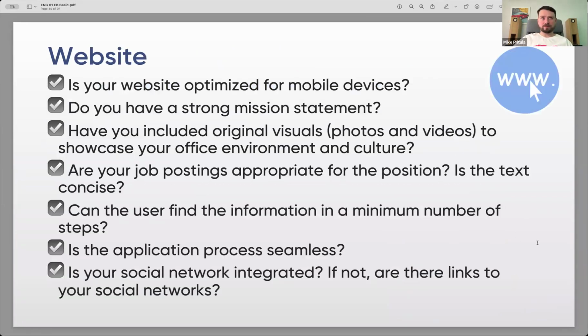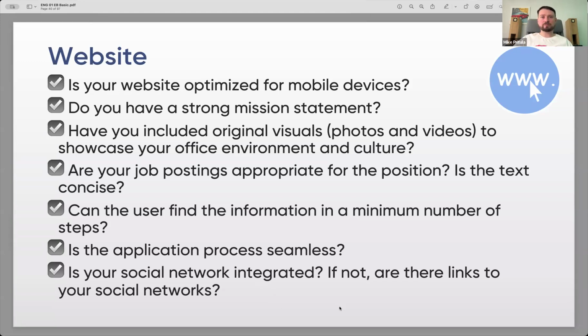Your website. Is your website optimized for mobile devices? Do you have a strong mission statement? Have you included original visuals, photos, and videos to showcase your office environment and culture? Are your job postings appropriate for the position? Is the text concise? Can the user find the information in a minimum number of steps?